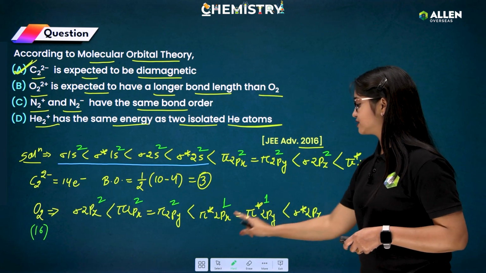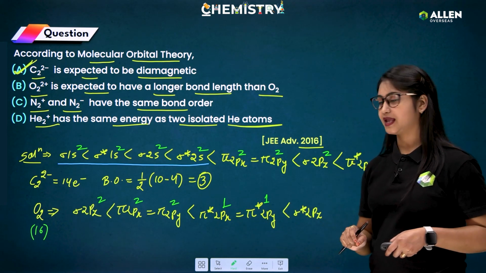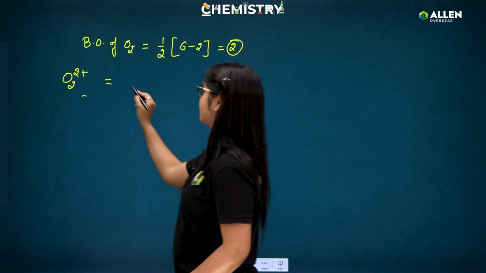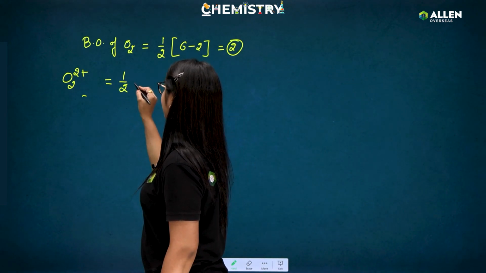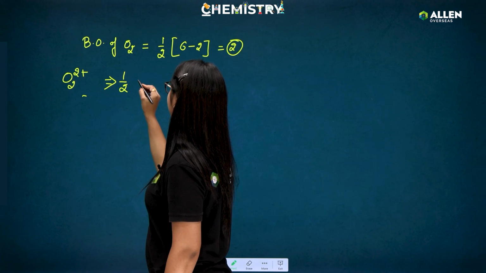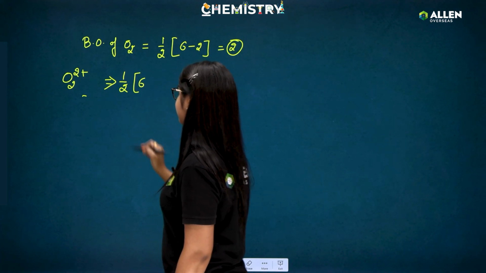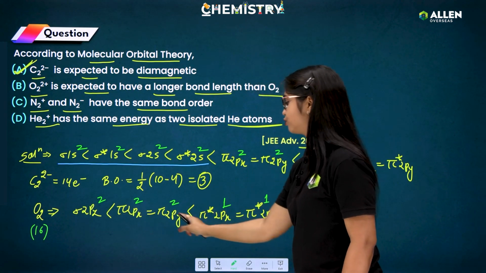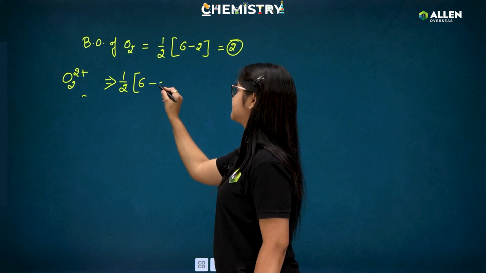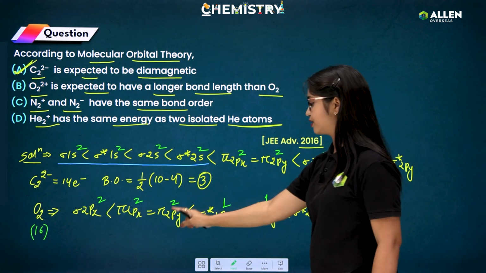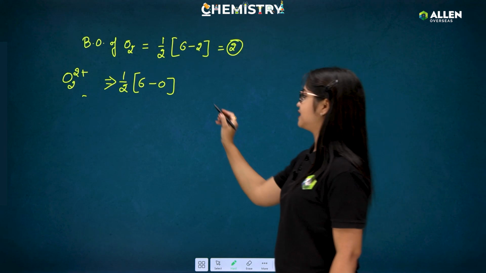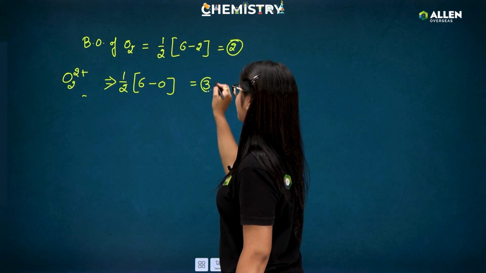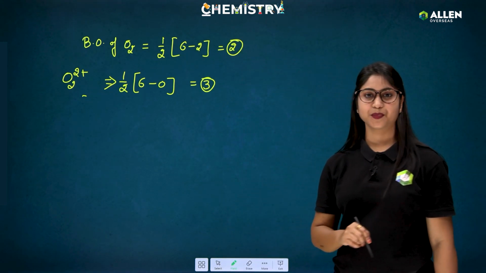So 2 electrons are removed from the anti-bonding. Now what will be the bond order? 1 by 2 into, now only 6 bonding electrons are left, 2 plus 2 plus 2. In anti-bonding it is 0 according to this order. So this will be 6 by 2, that is 3. So the bond order of O2 2+ is 3, right.